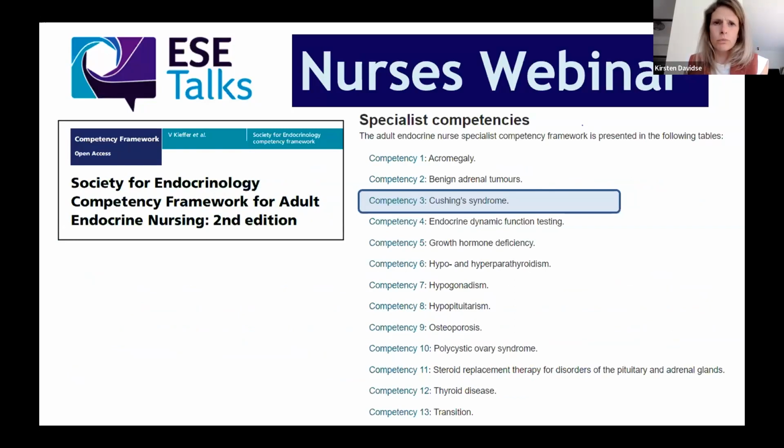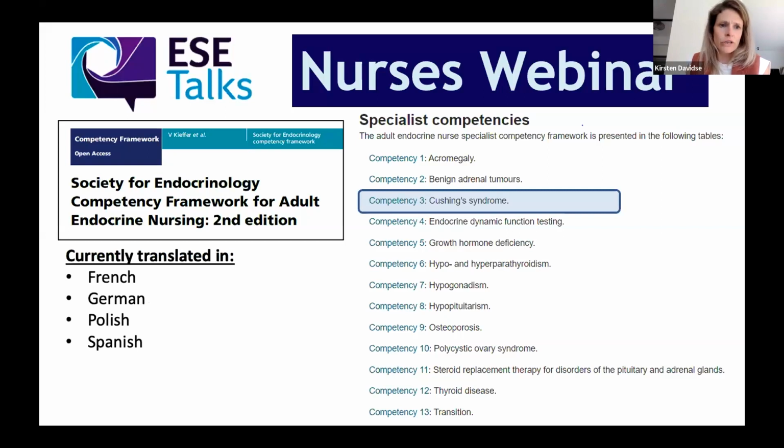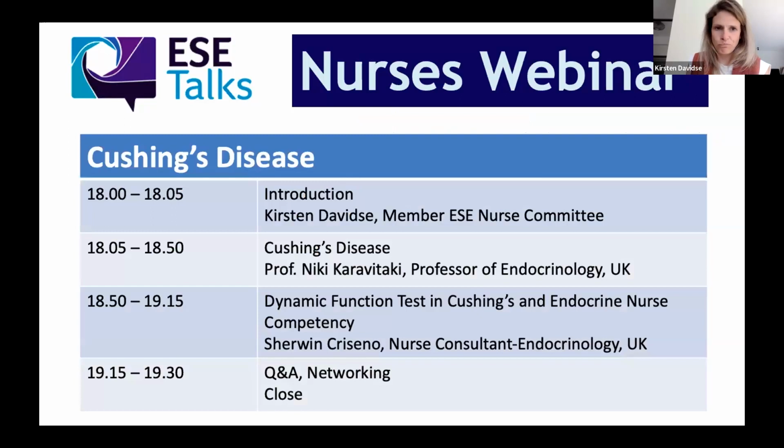All these webinars which are provided are linked to the competency framework. Currently this webinar is about Cushing's, which is competency 3 in this framework. Besides the original English version, it's also translated into French, German, Polish, and Spanish, and more translations are coming this year. This is how our webinar of today is looking.